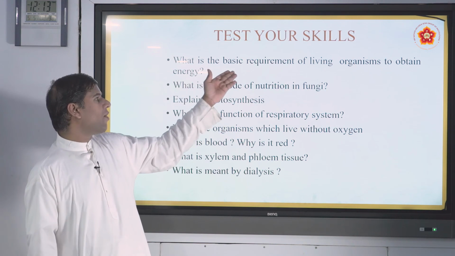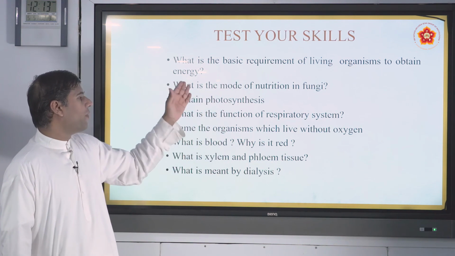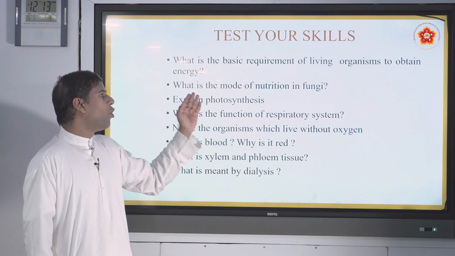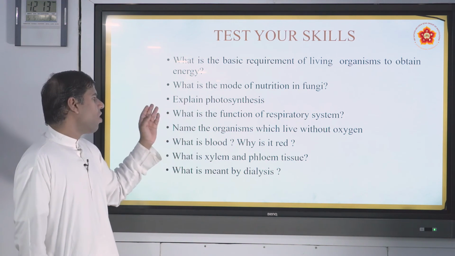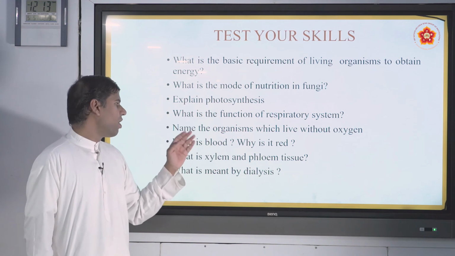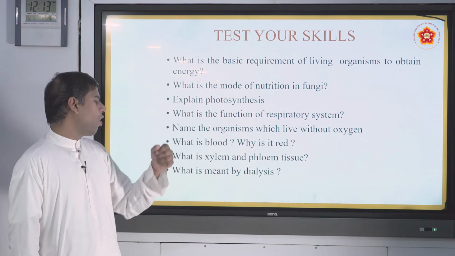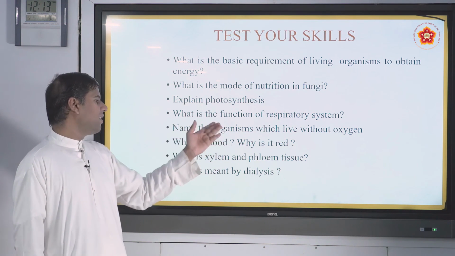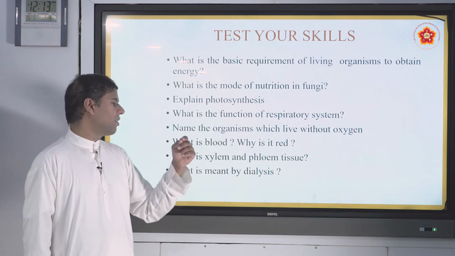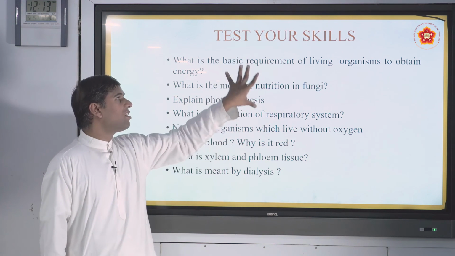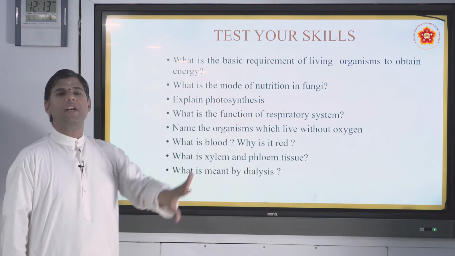What is the basic requirement of living organisms to obtain energy, and what is the mode of nutrition of fungi? Explain photosynthesis. What is the function of the respiratory system? Name the organisms which live without oxygen. What is blood and why is it red? What is xylem and what is phloem tissue? What is meant by dialysis? See if you can answer these questions, test your skills on this.